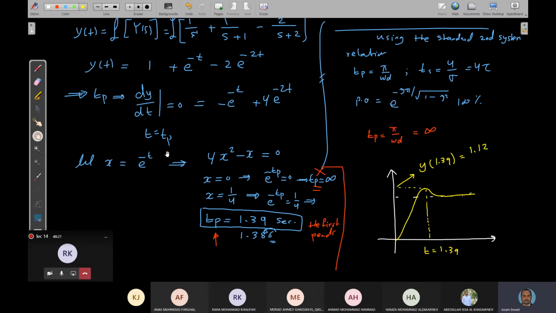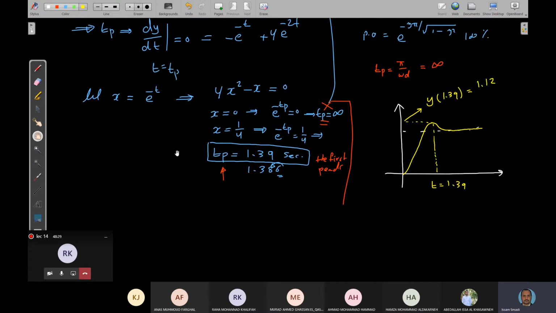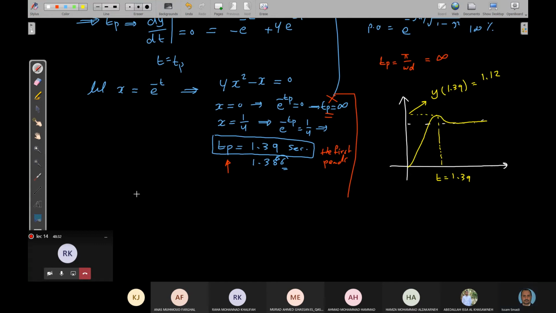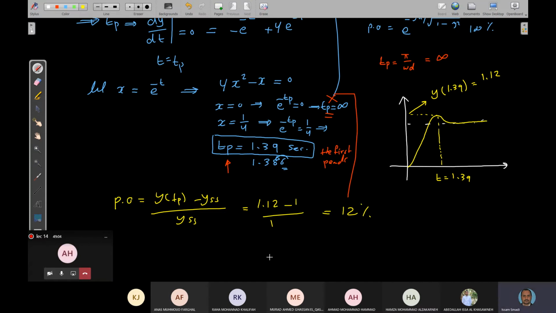Okay. Now, who can tell me what the percent overshoot is equal to? Do you remember the percent overshoot is what? Y of TP minus Y steady state over Y steady state, and simply Y steady state is equal to 1. Y of TP we already calculated. So this will equal 1.12 minus 1 over 1, multiplied by 100%. So this will equal 12%. Good.